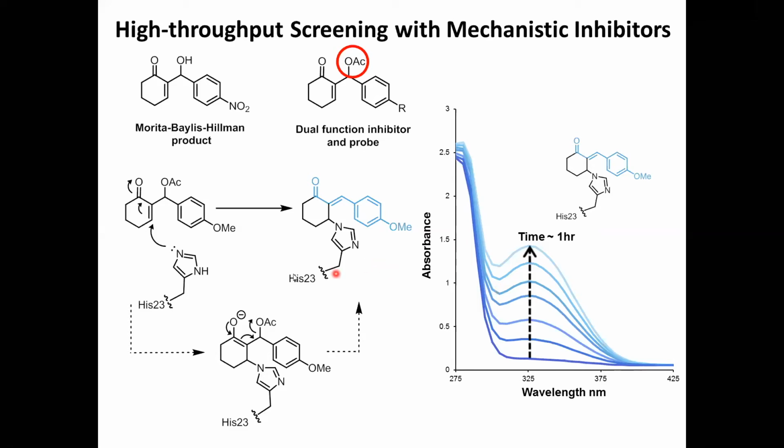So I should just say about this assay, it clearly doesn't report on all features of Morita-Baylis-Hillman chemistry. But what it does is report on the increasing nucleophilicity of the histidine nucleophile. It will report on hydrogen bonding contacts to this oxyanion species. And it will also report on shape complementarity of the product to the active site of the enzyme. And so we believe it would be a valuable tool to start our engineering and really get this project off the ground.